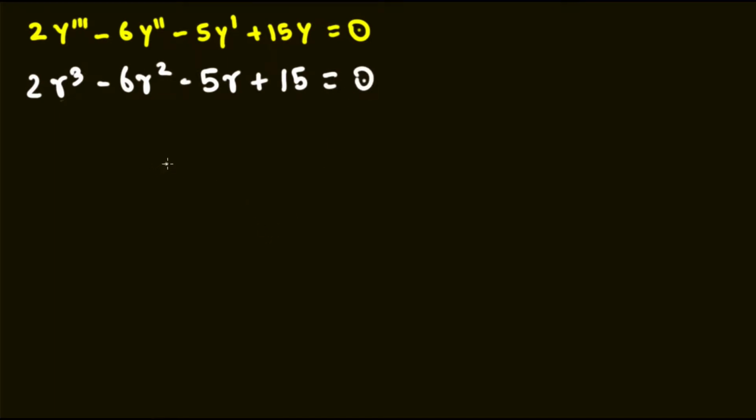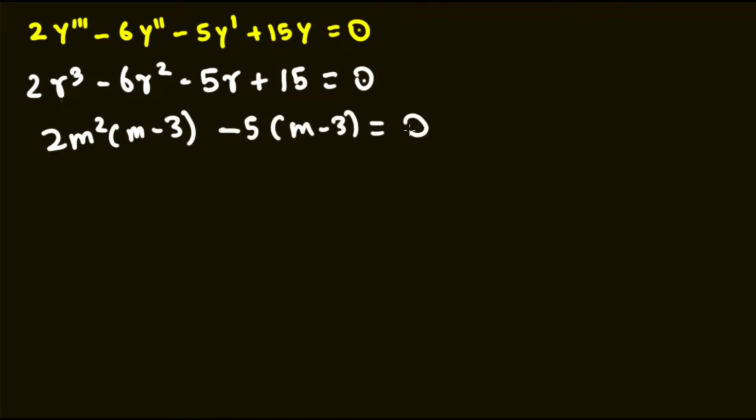The next thing is we have to see whether we can factor this one, and if you try to factor this one, you will end up with 2m square times m minus 3, and then minus 5 times m minus 3, that's equal to 0. From this one you will get the solution 2m square minus 5 times m minus 3 is equal to 0. And here we are trying to solve for the m.